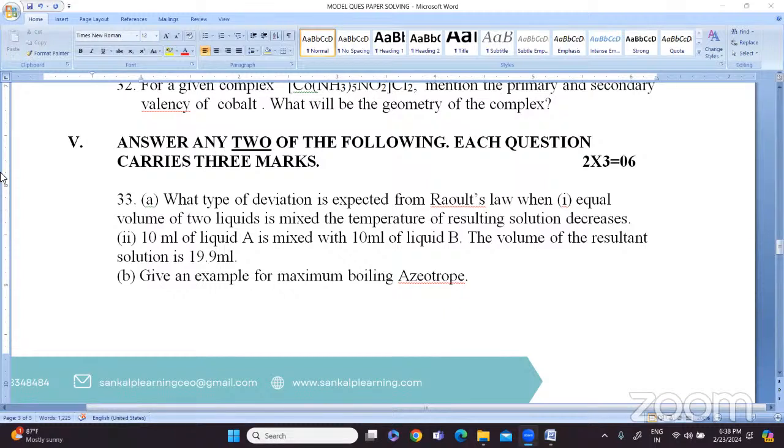In physical chemistry you have 3 chapters: electrochemistry, chemical kinetics, and solutions. Out of 4 questions, you have to write any 2. Each question is 3 marks, so 3 into 2 is 6 marks. So we'll see the first question, the 33rd question.